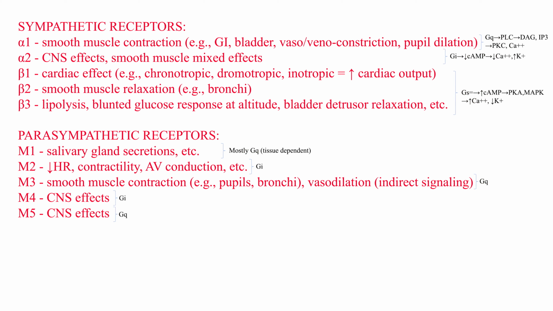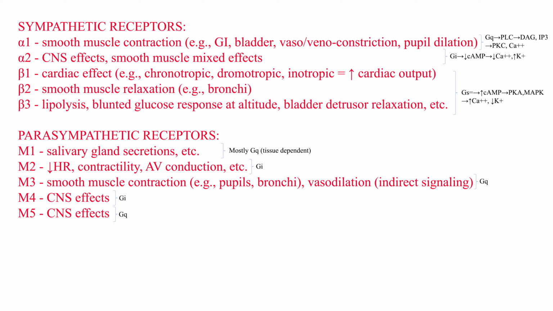Now, as we talked about before, these all act through G-protein coupled receptors. So, for example, alpha-1 acts through Gq proteins, which act through the phospholipase C pathway that activates DAG and increases IP3, which then activates PKC and increases intracellular calcium.